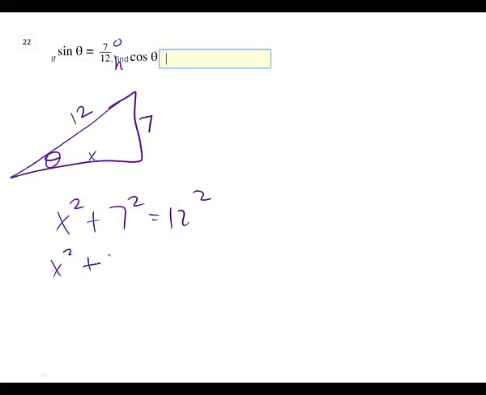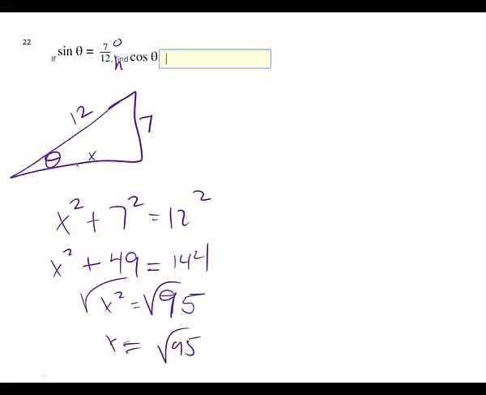What's 7 squared? 49. What's 12 squared? 144. And we're going to subtract the 49. What do we end up with? 95. Okay. And then how do I undo the squared? Square root. And in this case, the minus part doesn't make sense. So we're just going to use positive square root of 95. I don't think that breaks down at all. All right. So what's the cosine of that angle then? Yep. Square root of 95 over 12. All right. Jaden, which one do you want?